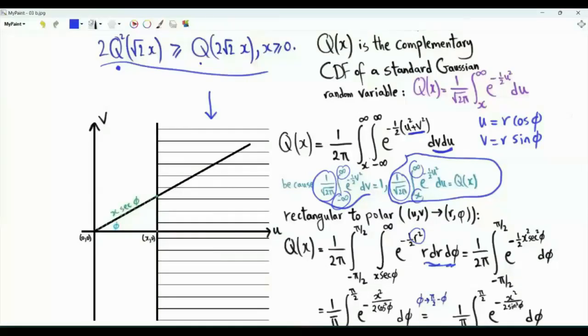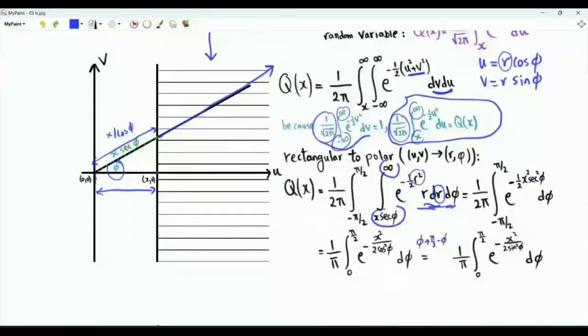What about the limits of integration? This is the region that we are integrating over. Given phi, and given that this distance is equal to x, then this length here is equal to x over cosine phi, or x sec phi. The variable r, which represents the distance to the origin, starts from x sec phi all the way to infinity. What about phi itself? Phi is from minus pi over 2 all the way to pi over 2.